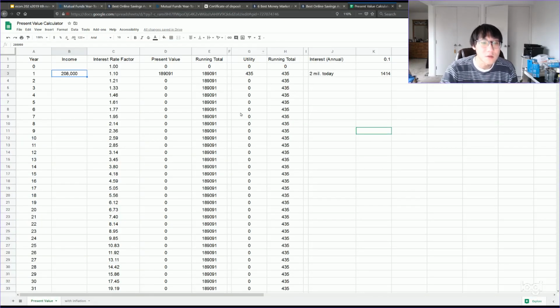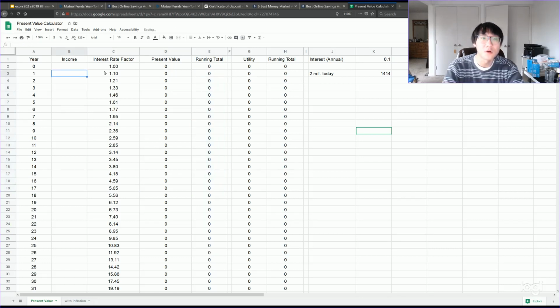You can see here I now have the full version of the calculator. I've added two columns that tell me the utility of my present value. This is simply equal to the square root of the present value number. Remember, we're using the square root as our utility function. Then I have the running total of my utility, as well as the running total of my present values.